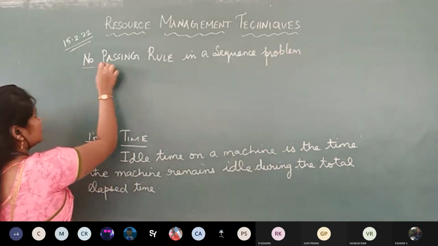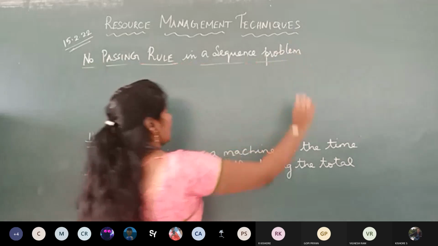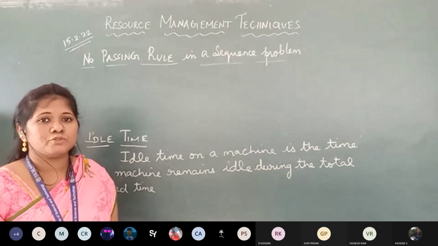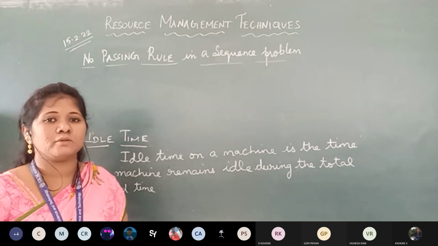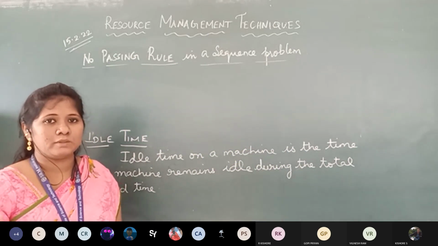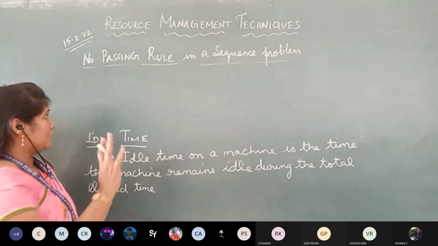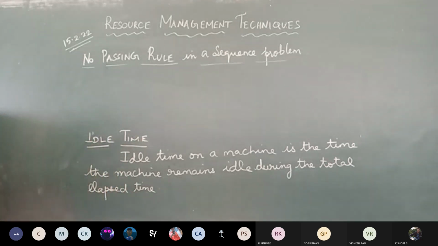According to this rule, you will start from machine M1 and then go on to M2. You should not start with M2 and then come into M1. M1 is nothing but your machine M1, and M2 is machine M2. So that is your no passing rule.